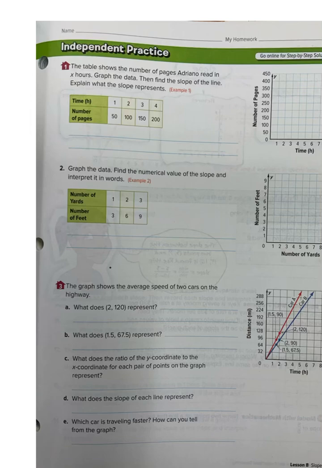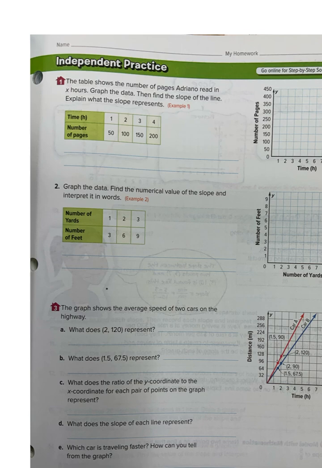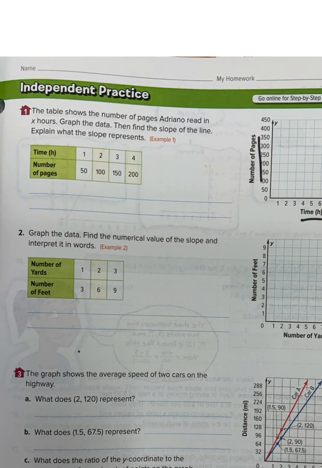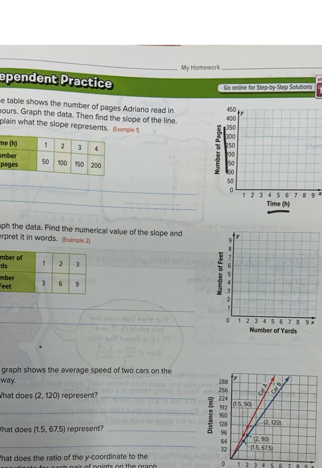So in problem 1, it says the table shows the number of pages Adriano read in x hours. We're going to graph the data, then find the slope of the line and explain what the slope represents. So if we're going to graph the data, we have our time and our number of pages. For our time of 1 hour, we have 50 pages. For 2 hours, 100. For 3, 150. And for 4, 200.